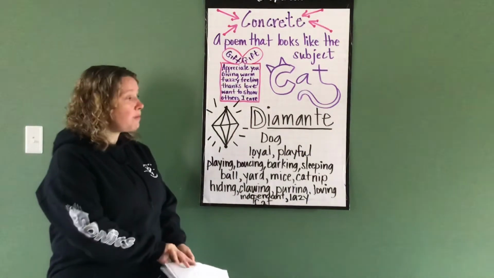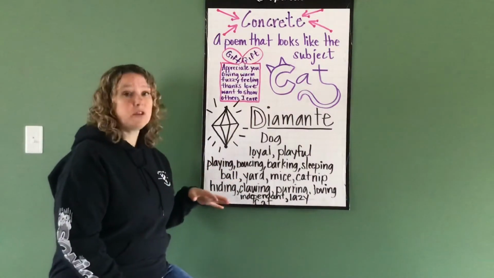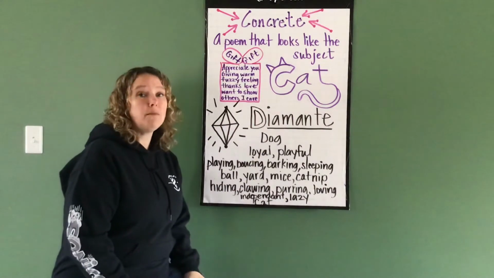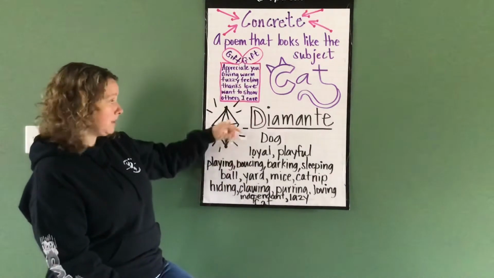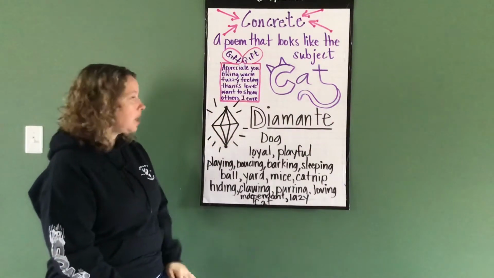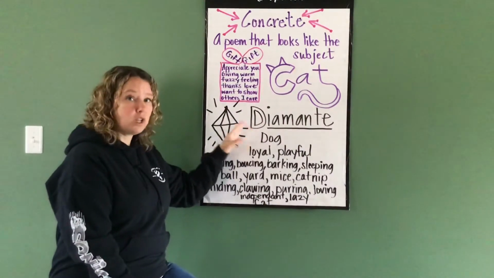The second type of poetry I want to talk about today is Diamante poetry. This is poetry that is a little more wordy, so we're getting away from the pictures and into the words. This Diamante poetry is named because it resembles a diamond where it has a point on each end and then lots of stuff in the middle. Okay, so a Diamante poem goes from one word to the opposite.